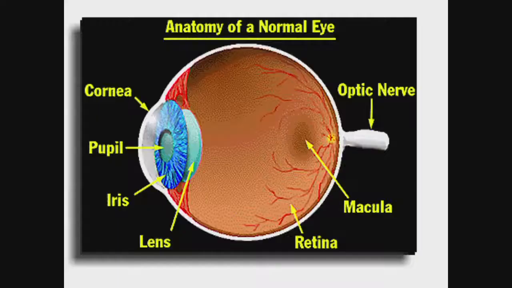We move on to the eye. The anatomy of a normal eye. The anatomy here we are referring to is the structure of a human eye. You need to understand the structure of the human eye. Now we start with the first part that we can see there. The first part is the transparent part that we see, which is called the cornea.